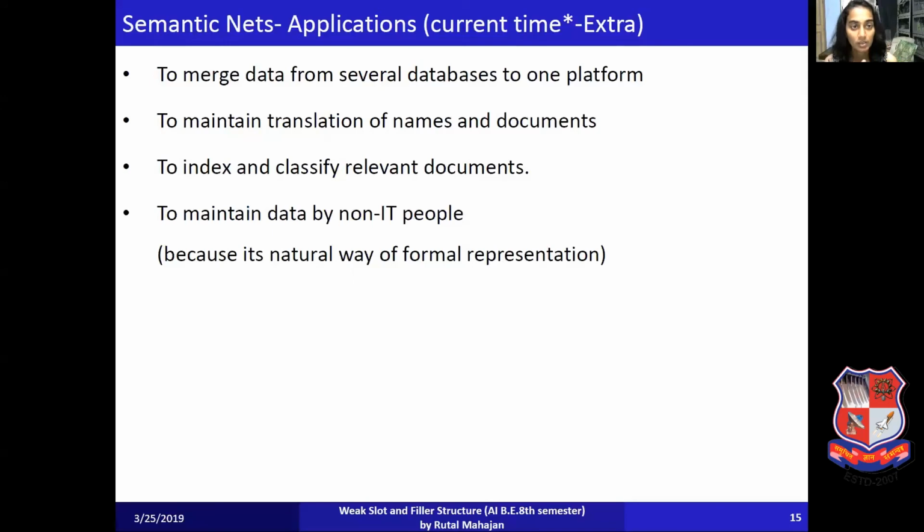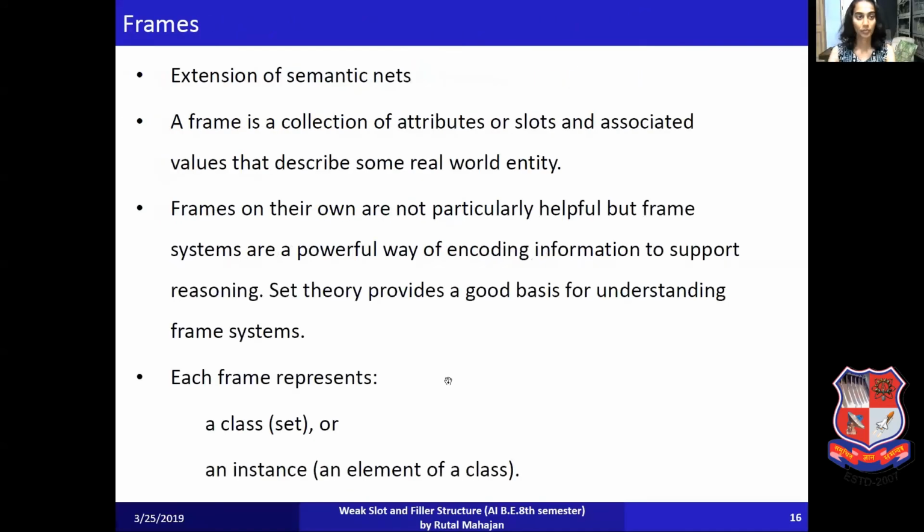So over here we can use a semantic net to easily visualize and merge, as it is a natural way of understanding and visualizing concepts. So it is an easier way to merge. These first three applications are much easier to perform using semantic nets.